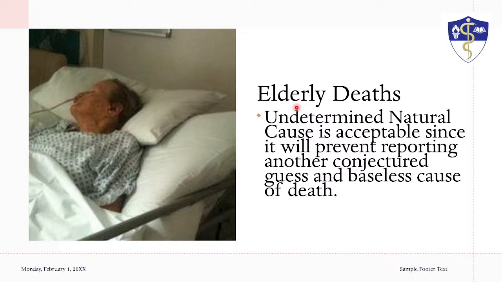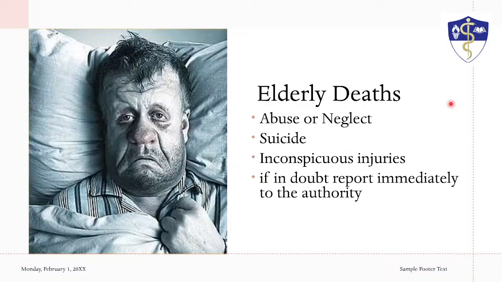It can affect those who are still living, like who will be funding, you know. I've discussed this one in the first module. Why is it so important? If you cannot contribute, you can just put undetermined natural cause. So that's abuse or neglect.